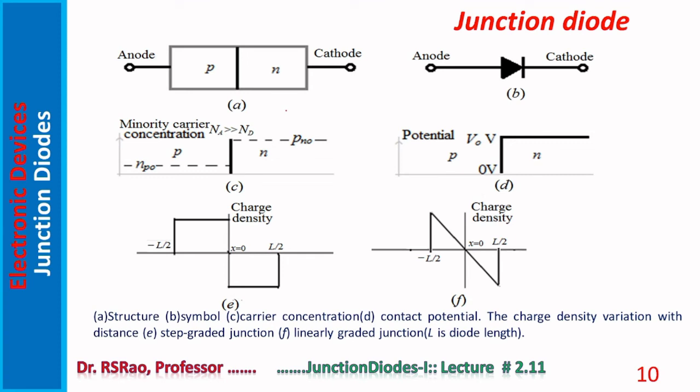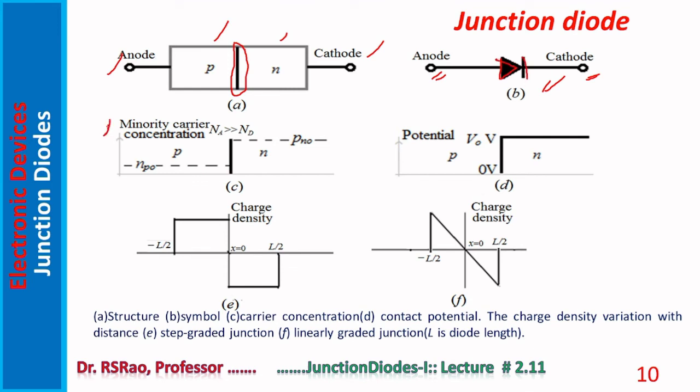diagrams which illustrate PN junction diode. Anode, cathode, P region, N region. This is the interface, or one can consider it as junction region. Junction region is so thin that we can denote it by a straight line. This is the symbol: anode, cathode, an arrow, and obstruction.